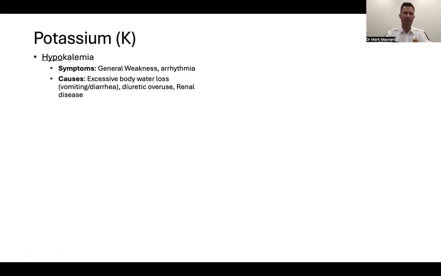All right, so what are the causes? Well, excessive body water loss, so vomiting and diarrhea. You tend to lose potassium in both the vomit and the diarrhea, and also diuretic overuse and certain renal disease. Now, the treatment is just to give potassium back. So if the potassium is low, you just replace the potassium, and you can do that by mouth or IV.